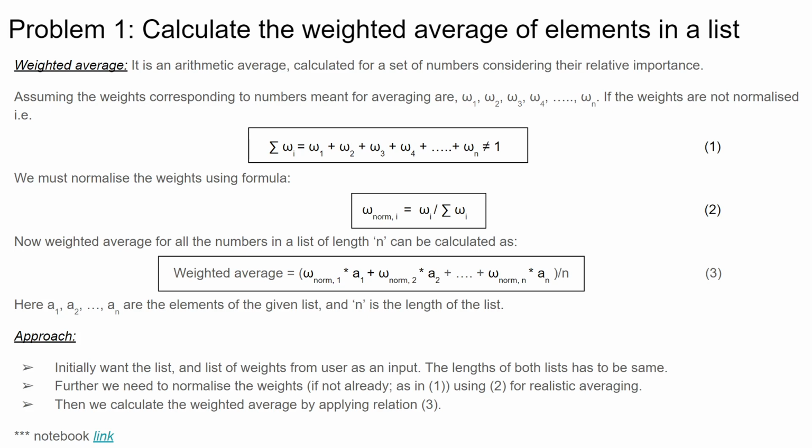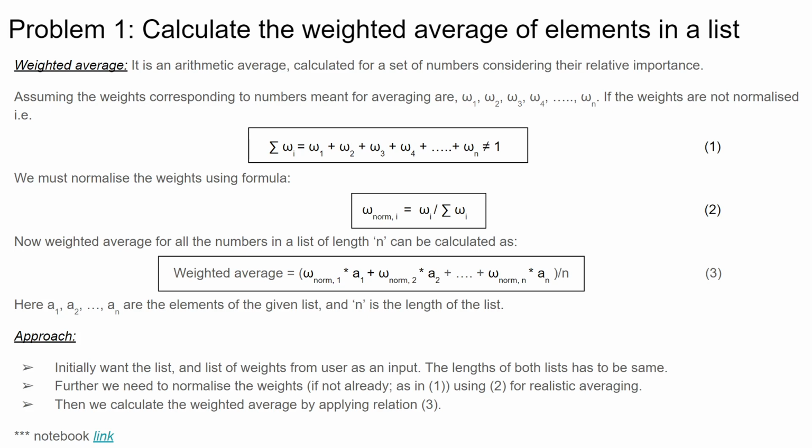So the definition, as it says, is an arithmetic average calculated for a set of numbers considering their relative importance. As I said, if we want to give importance to a particular number, or to a set of numbers, and less importance to others, then we will weight them according to their importance, and then we will average to calculate the weighted average. So now, what are the weights basically? Weights basically define the relative importance of the numbers.